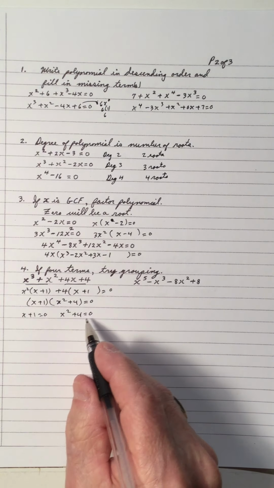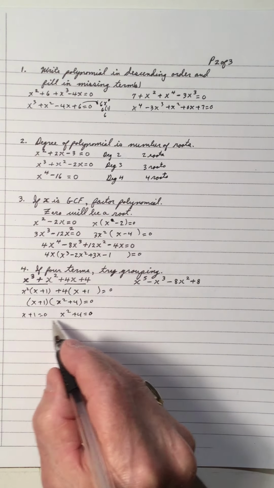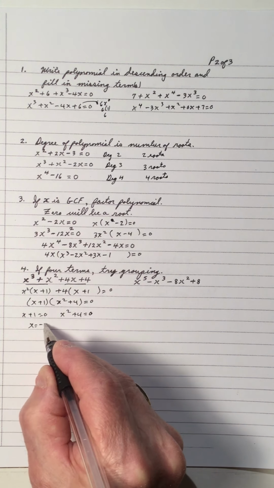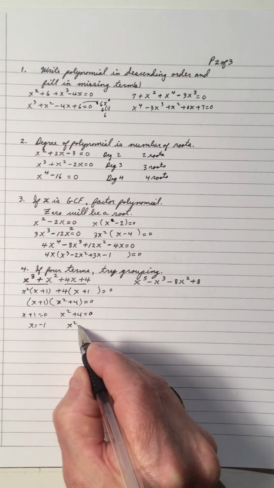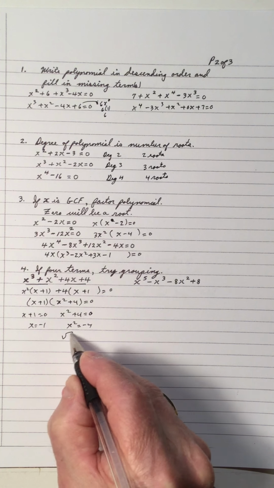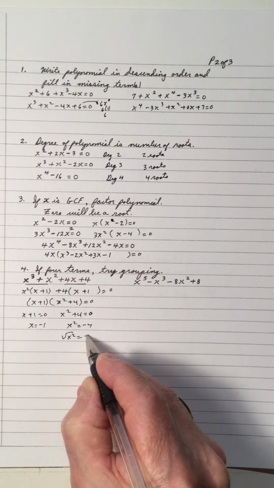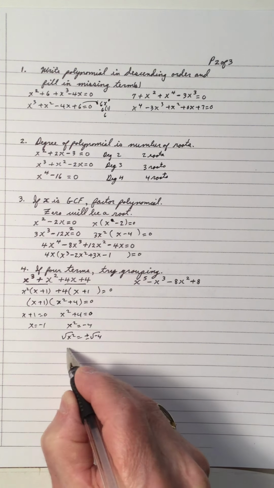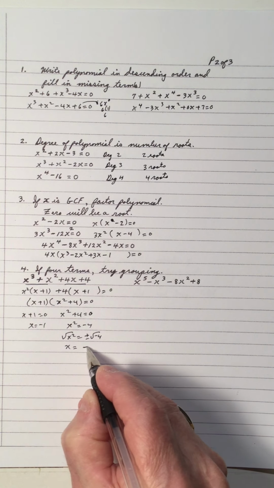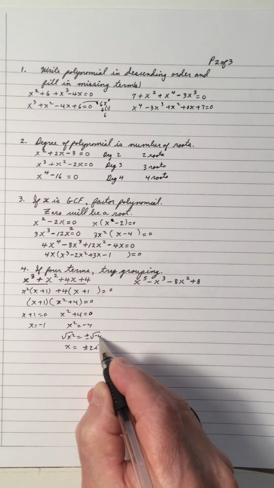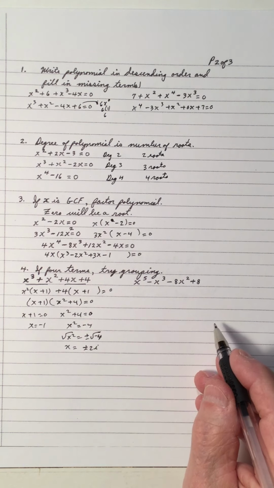And we keep solving it, and we have already practiced that. So here x is equal to -1. Here x squared equals -4. The square root of x squared is plus or minus the square root of -4. So x is equal to plus or minus 2i. The square root of 4 is 2, and the square root of negative numbers gives an i.